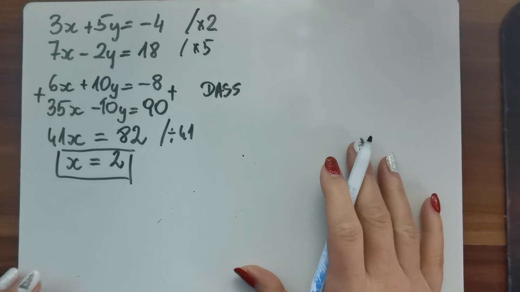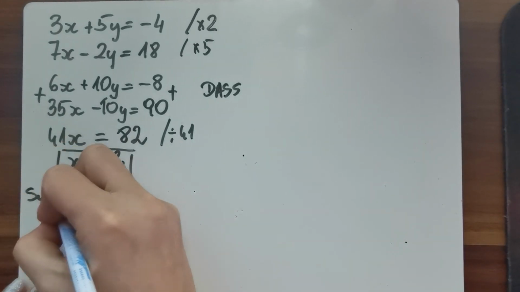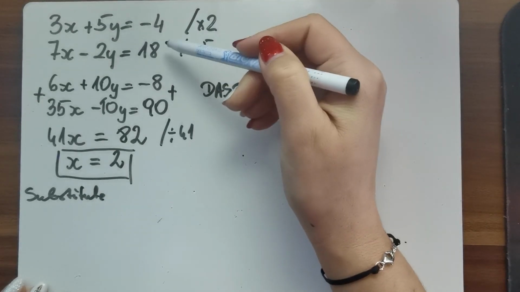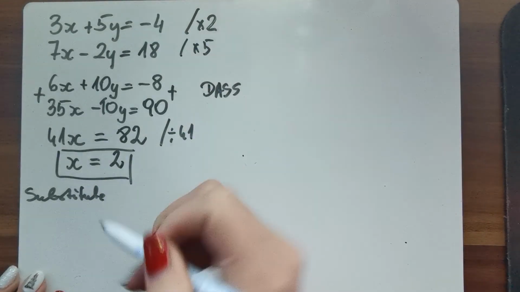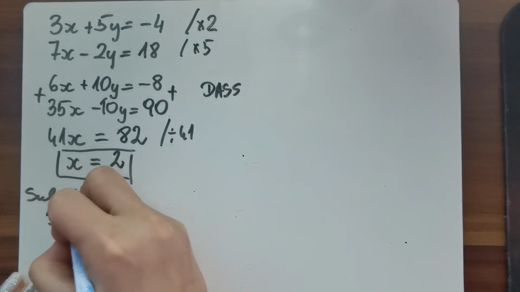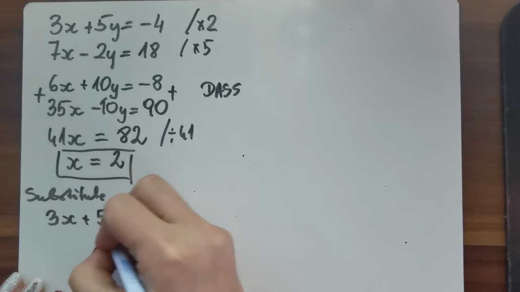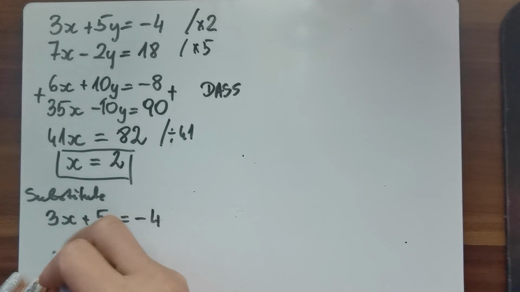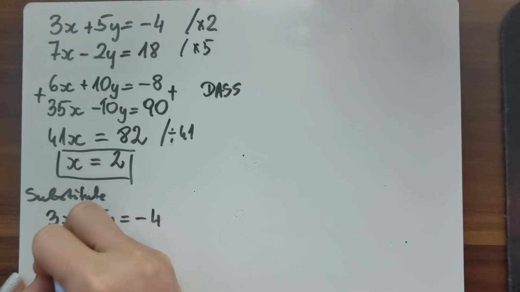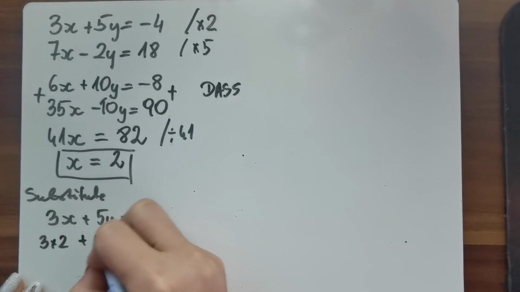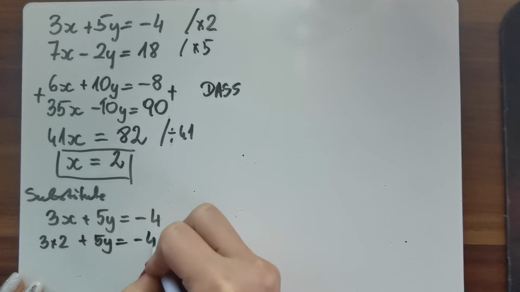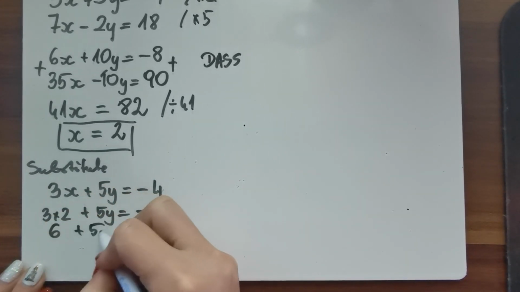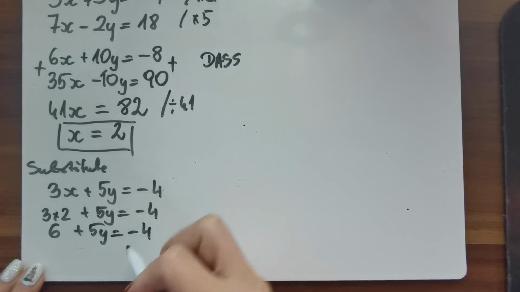When we have found x, we need to substitute this x into one of these equations. So I will choose the first one. 3x plus 5y will be equal to negative 4. So I will substitute x equal to 2. So it will be 3 times 2 plus 5y is equal to negative 4. So 6 plus 5y is equal to negative 4.